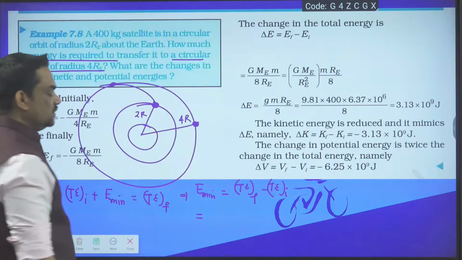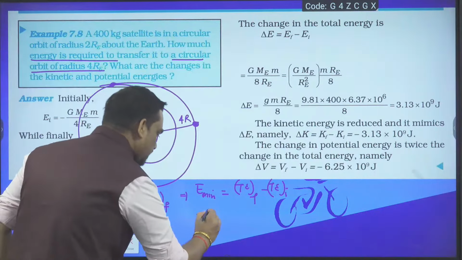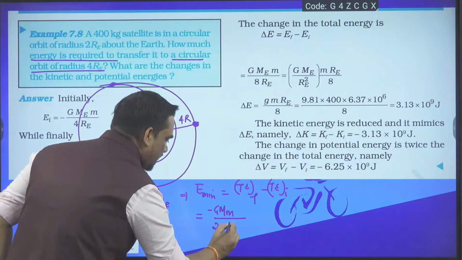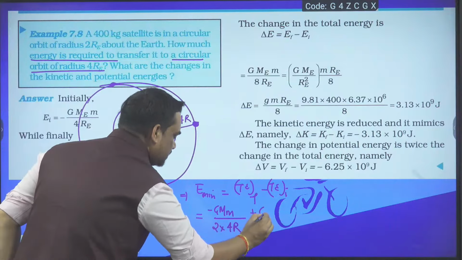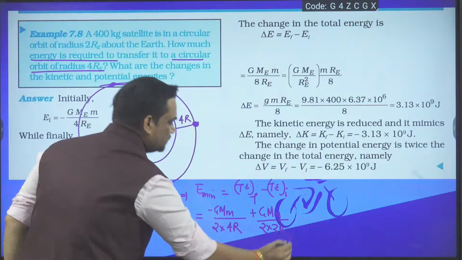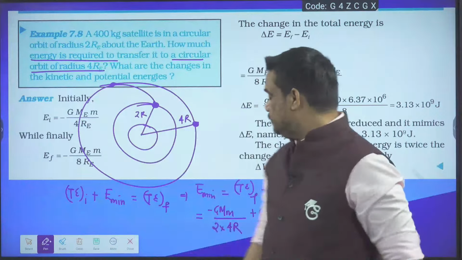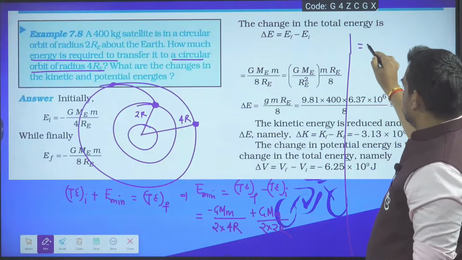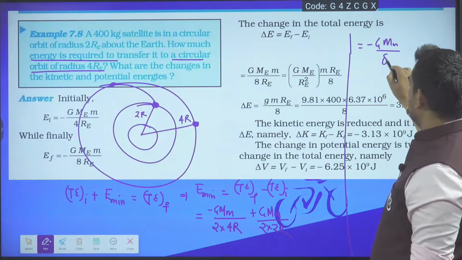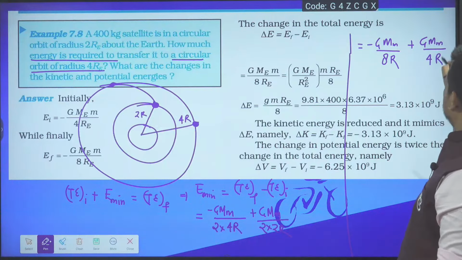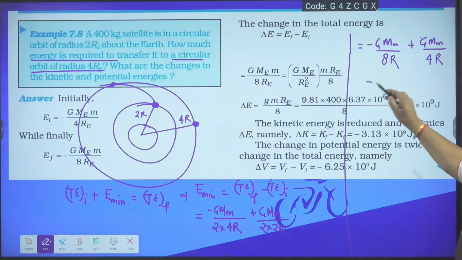How to calculate total final? In this orbit, the formula is minus of GMm divided by 2R, where R is 4r. Here, minus minus plus GMm divided by 2, radius is 2r. This one you have to calculate. So this becomes minus GMm by 8r plus GMm by 4r. Here 2, right? So this becomes GMm by 8r.